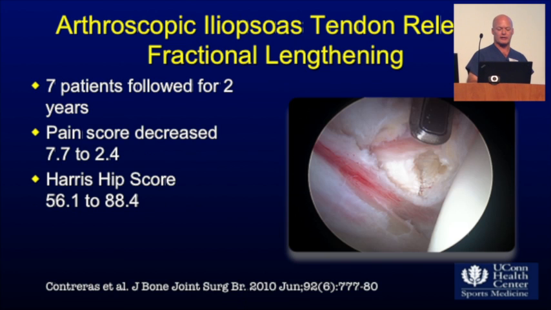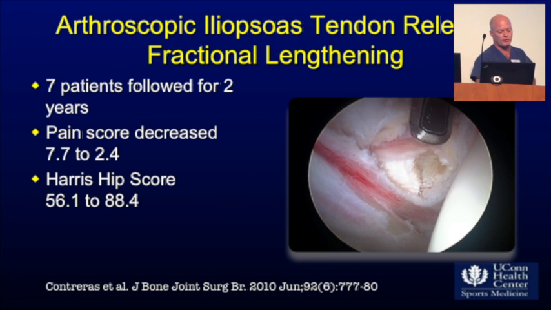Release or fractional lengthening at the joint. You can see the shiny, what's showing up there? The psoas going across the bow here. Here's the labral hemorrhage here. We talked about that juxtaposed labral tear below the psoas. Pain score decreased from 7.7 to 2.4, significantly, and the HHS score went from 56 to 88 with the Harris hip score, sorry.